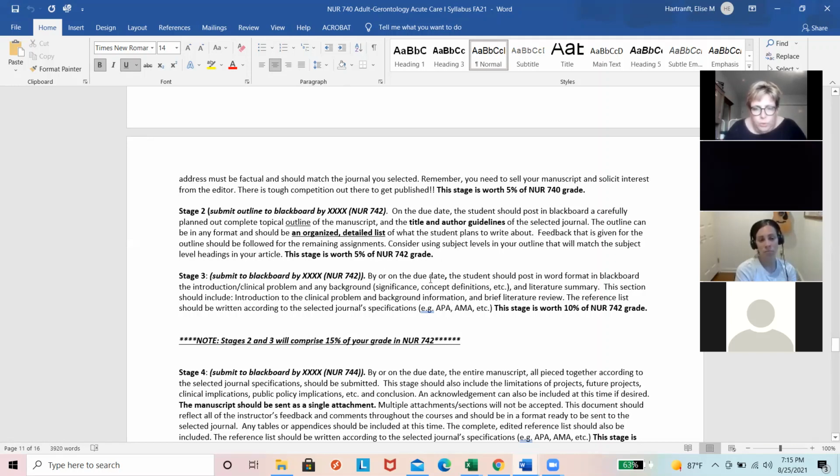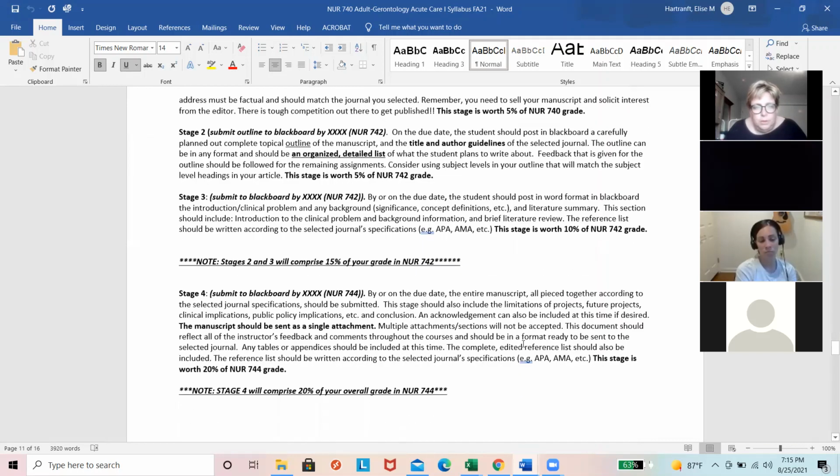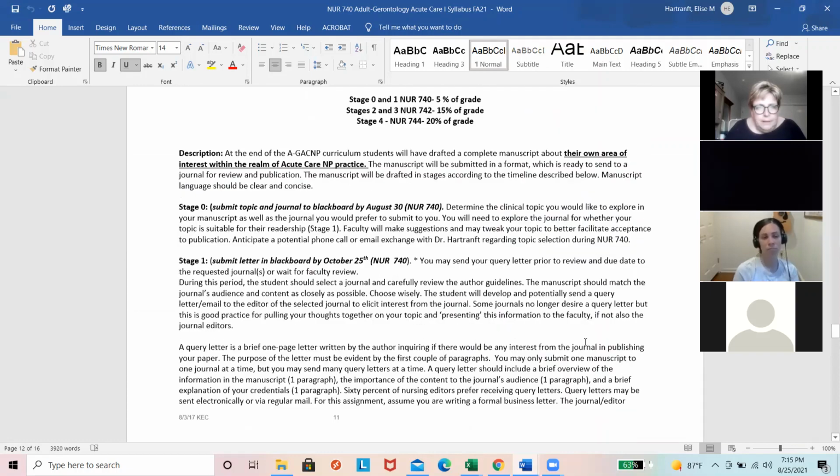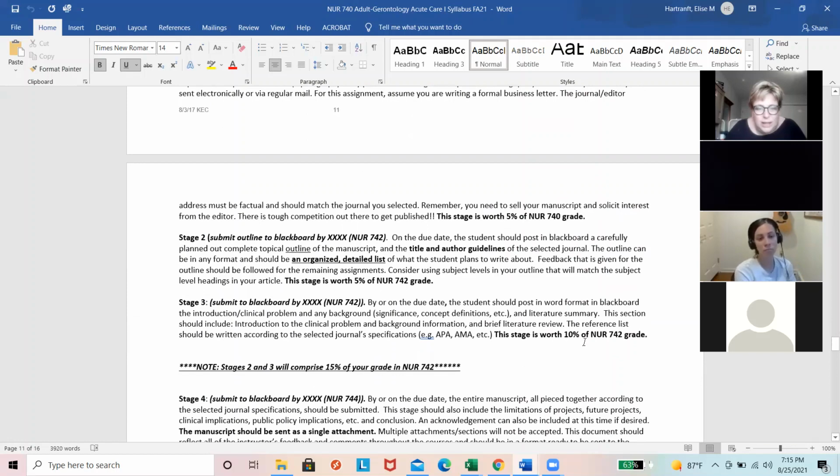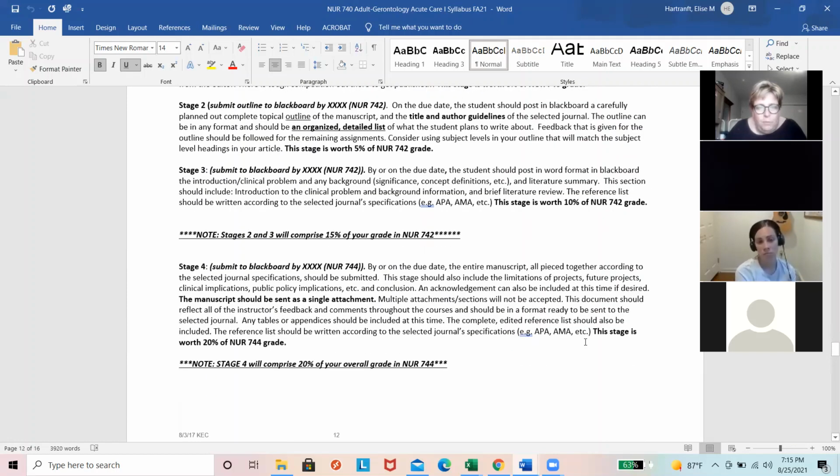But we're looking in 742, you're going to basically come up with an outline, and then you're going to do your lit search, and you're going to start writing some of it. And then the final manuscript will be due in 744. Obviously it becomes, as you move through here, a larger part of your grade. Then you'll have the formal manuscript put together. In general, when you're typing them out, you're talking maybe 10 pages typed. But again, it's going to depend on the publication.